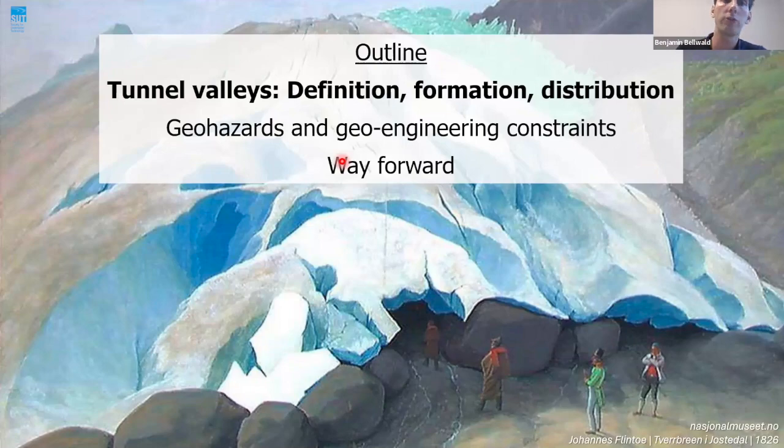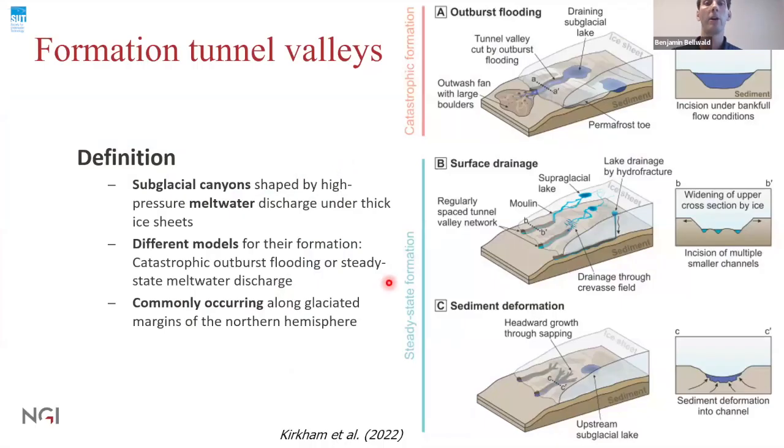Okay, so to start with tunnel valleys in general, there has been a lot of research for some decades now on how tunnel valleys actually form. And there is a very nice paper from James Kirkham from 2022, where he summarizes the three formation theories. A and B are the best documented ones. So in general, tunnel valleys are subglacial canyons, and they are formed or shaped by high pressure meltwater discharge under a thick ice sheet. So you need an ice sheet, you need meltwater, and if that plays together in a proper way, you can form a tunnel valley. There are different models.